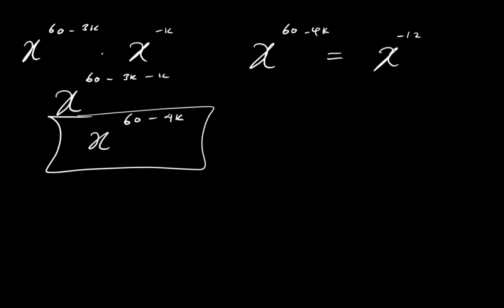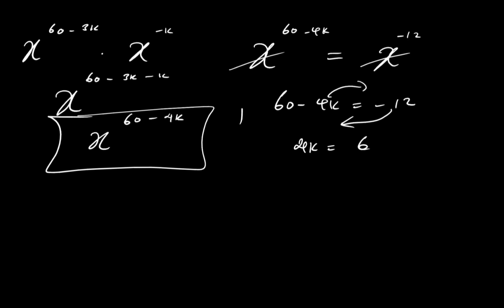So it's basic knowledge. We just cancel out the bases, because same bases have equal powers. So the powers should be equal. So I have 60 minus 4k being equal to negative 12. If I solve for k, this can go the other side and this can come this side, and I have 4k being equal to 60 plus 12. Then 4k is equal to 72, divided by 4, divided by 4. I basically have k being equal to 18.